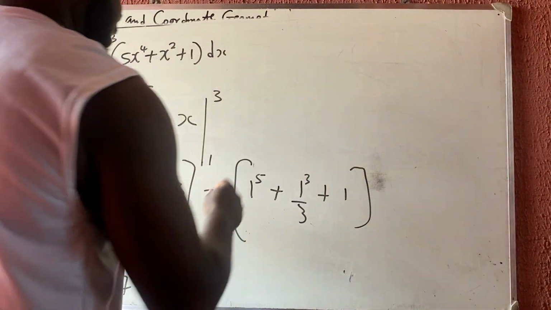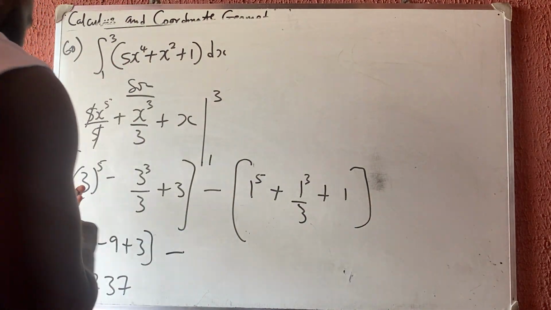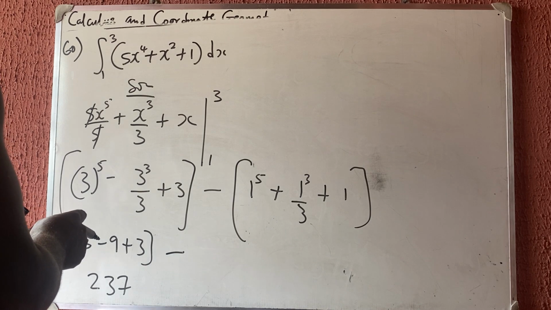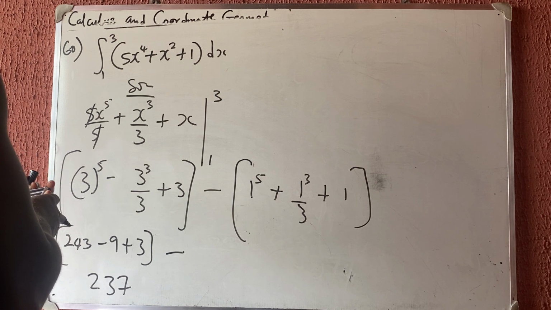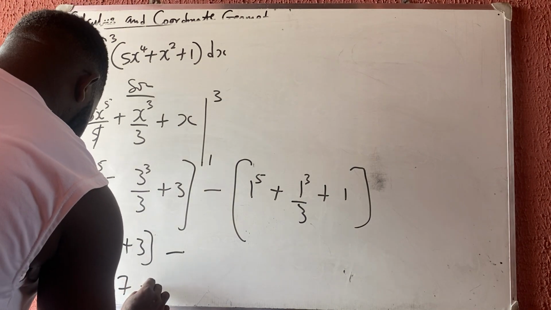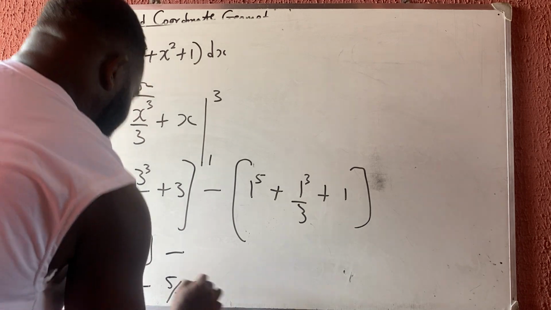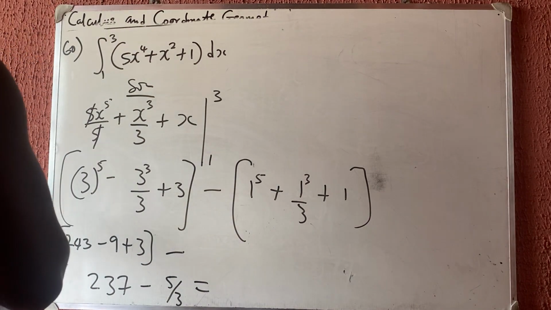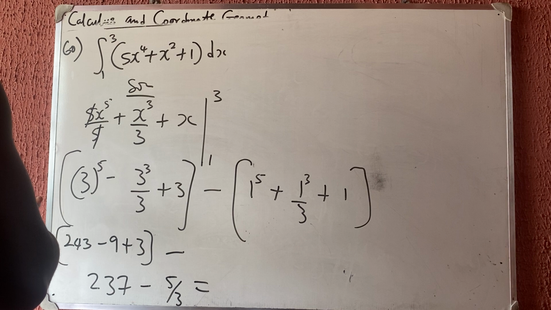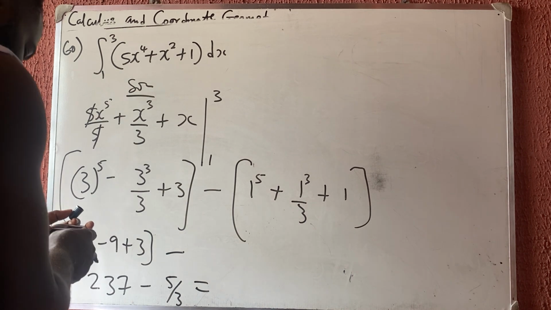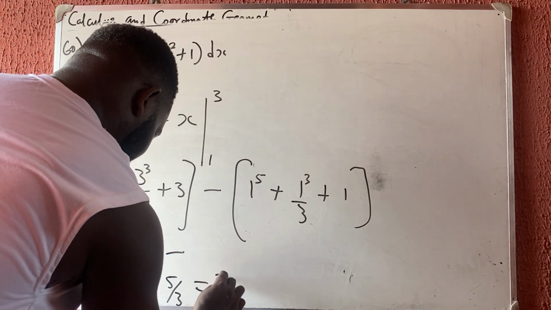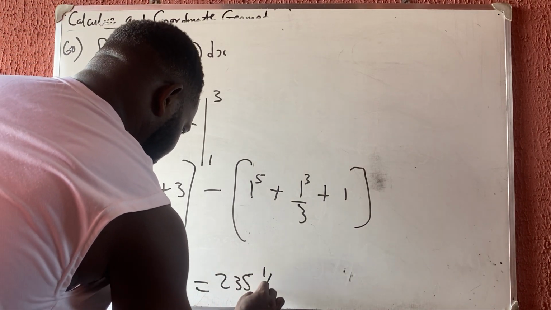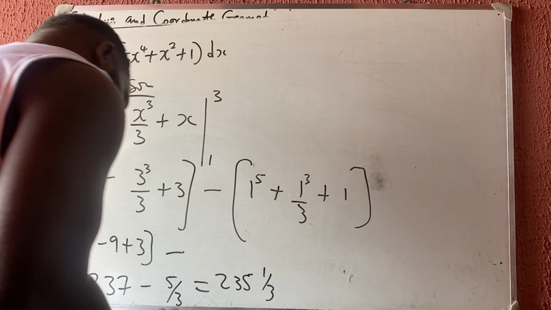So let us have here what I'm having: 1 plus 1 is 2. So I'm going to have 2 plus 1 over 3 to give me 7 over 3. So if you subtract here now, you have 237 minus my answer. I have 235 whole number 1 over 3. So that is the answer to that.